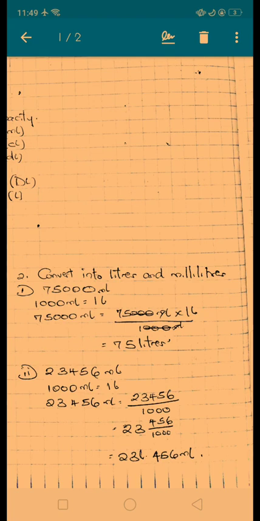In example 2, convert into liters and milliliters. We have the first one, 75,000 milliliters, so we divide, and we will have 75 liters. Example 2 part 2 has 23,456 milliliters. When we divide, we have 23 as whole liters, and then 456 over 1000. You multiply by 1000, and you have 456 milliliters. So you have 23 liters and 456 milliliters.